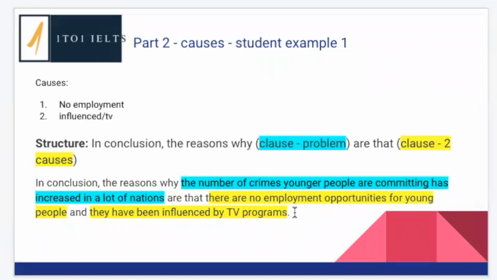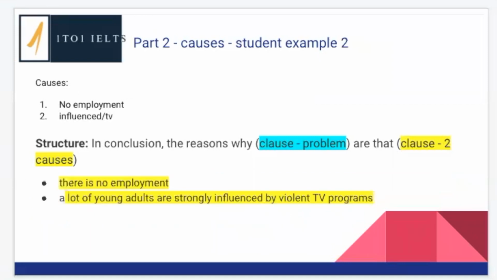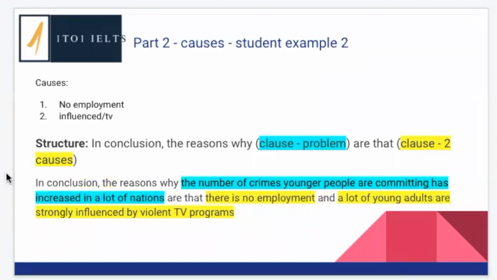I'm going to show you another example that a different student came up with here. We're still based off the same causes. This student said, okay, we could word this as there is no employment and a lot of young adults are strongly influenced by violent TV programs. The idea is exactly the same. We're going to input these 2 clauses into this formula. So in conclusion, the reasons why the number of crimes younger people are committing has increased in a lot of nations. So the problem goes first.